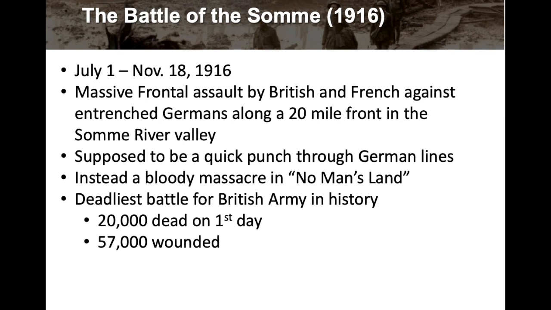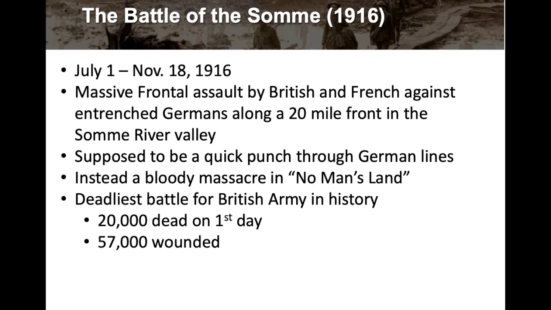And the plan is to have this big, massive push, so many soldiers are going to leave their trenches, go across no man's land, which is the area between the British-French trenches and the German trenches. They're going to punch through the Germans' lines real fast and then take advantage of that and exploit it and attack the rear of German forces, and gain a lot of territory and maybe even bring Germany to its knees.